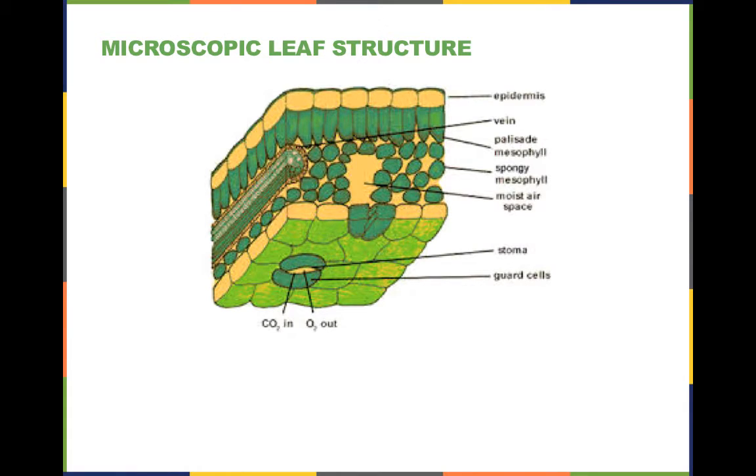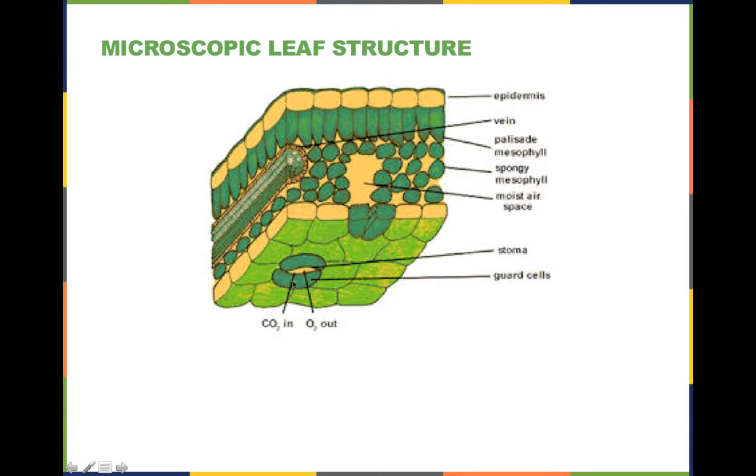When we look at the leaf structure microscopically, you have 4 layers. You have an epidermal layer. You have the palisade mesophyll here, which is tightly packed. You have the spongy mesophyll, which is loosely packed. And then you have another epidermal layer on the bottom. This is the top part of the leaf up here, and this is the bottom part of the leaf down here.